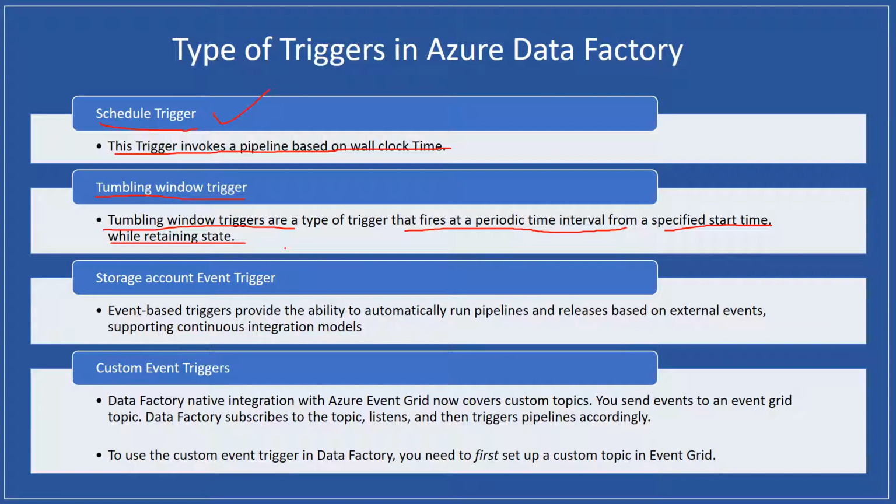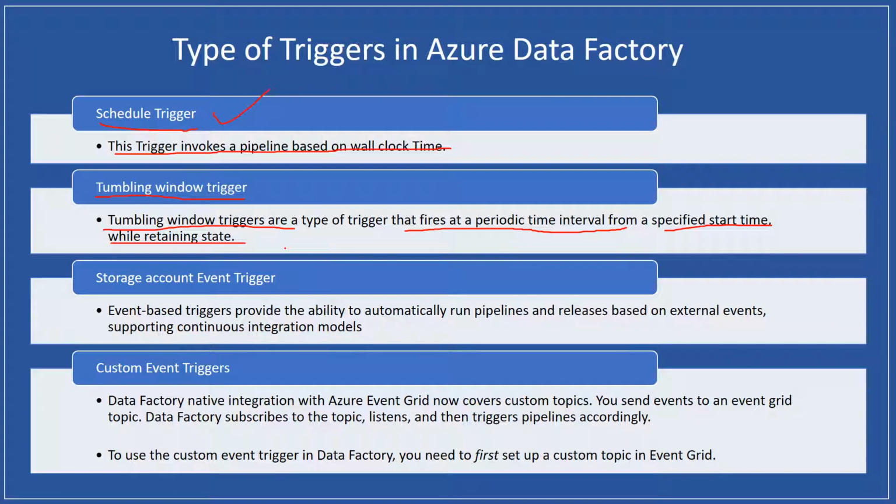We can go ahead and specify a start time, which could be a future time or a past time as well. That's the main difference between the schedule trigger and the tumbling window trigger. In the tumbling window trigger, we can schedule it for past data or past time as well. So you must be thinking, why would we do that, right?